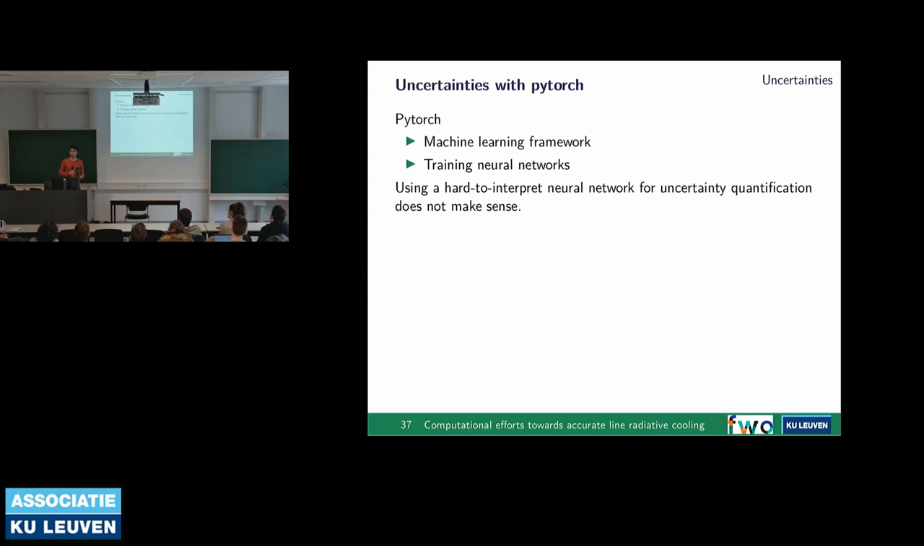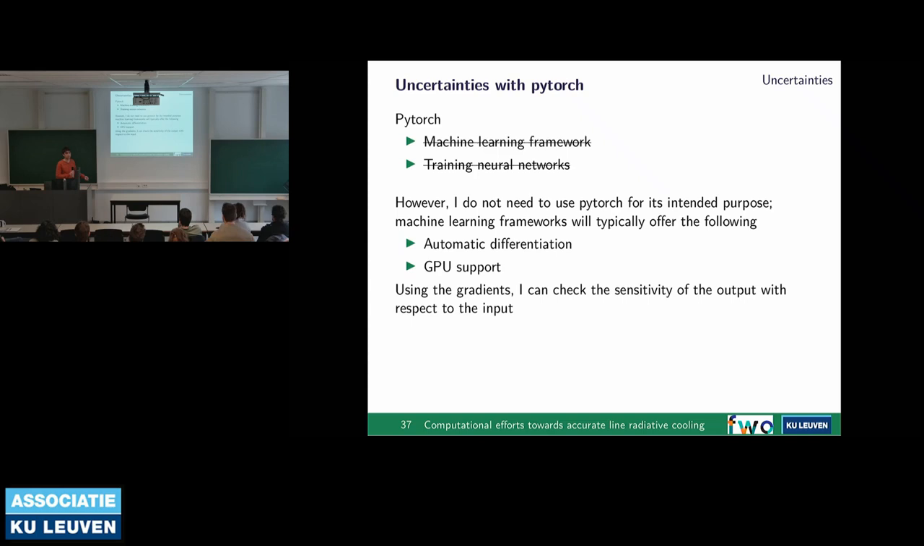Okay, so now, how do I practically compute the uncertainties with PyTorch? I said it's a machine learning framework used for training neural networks mainly. But I will not be using some kind of neural network for uncertainty quantification because it's too hard to interpret. I want to know what's going on with my uncertainties. So that's not what I will be doing. I will just exploit what PyTorch offers implicitly. So it offers this automatic differentiation, and for computational efficiency, it also offers GPU support. And using the gradients I calculate with this automatic differentiation module, I can check the sensitivity of the output of my models with respect to the input of my models.